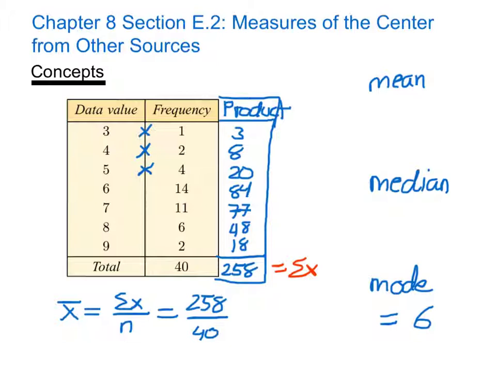And now that I know the sum of the data points and the number of the data points, I can use my equation to find the mean. And in this case, the mean equals 6.45.